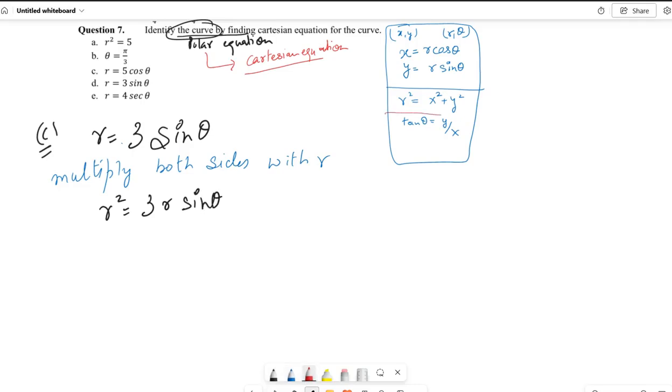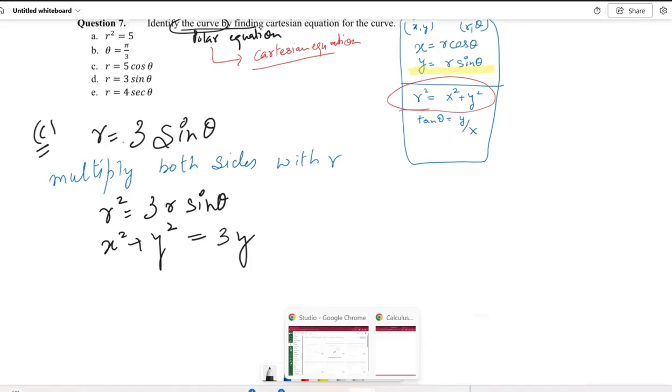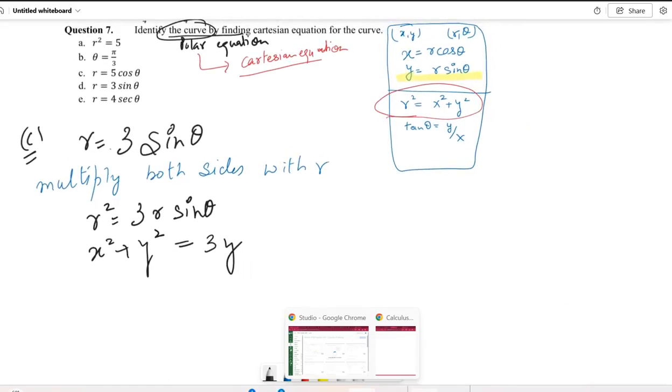Now we know r square is equal to x square plus y square. So the left hand side can be written as x square plus y square. We also know that r sine theta is y. So 3y. We have our Cartesian equation here. Only thing left is to write this in a way such that we can recognize what the curve is.